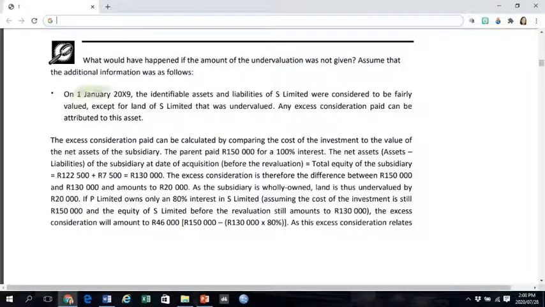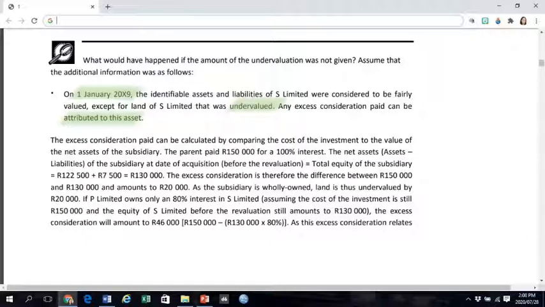On 1 January 20X9, the identifiable assets and liabilities of S were considered to be fairly valued, except for the land that was undervalued, but no amount. The following sentence would guide you to how to calculate that amount. Any excess consideration paid can be attributed to this asset.